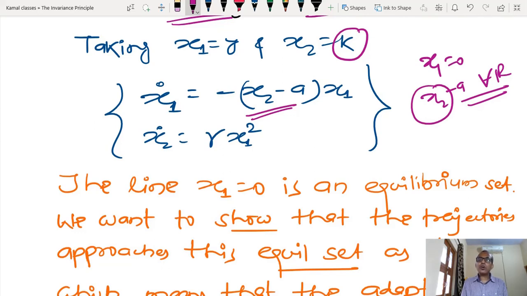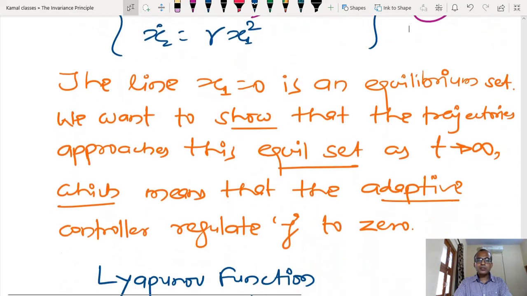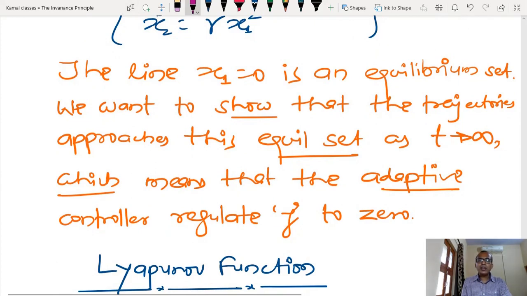Now I have to talk about stability. I have a system where the equilibrium point is x1 equal to 0 and x2 is unknown. I have to make sure that x1 tends towards 0, because only then can I solve the regulation problem or stabilization problem. Now, the line x1 equal to 0 is the equilibrium set. We want to show that the trajectory approaches this equilibrium set as t tends to infinity. This means that the adaptive controller regulates y to 0, so I have to worry about just one state, that is x1.